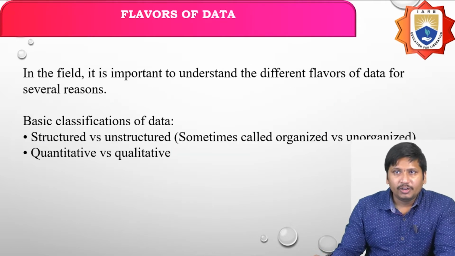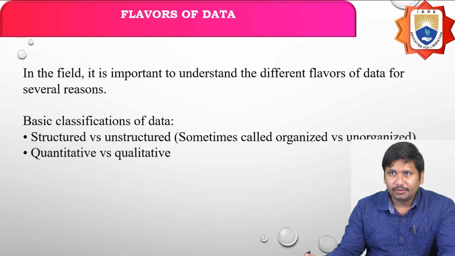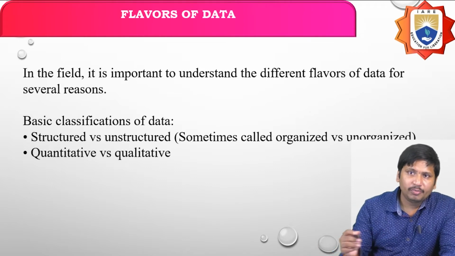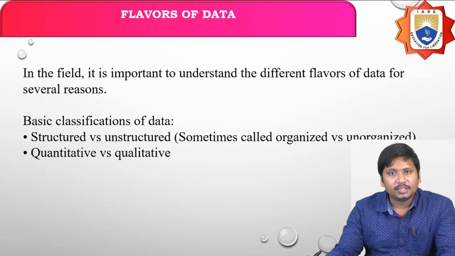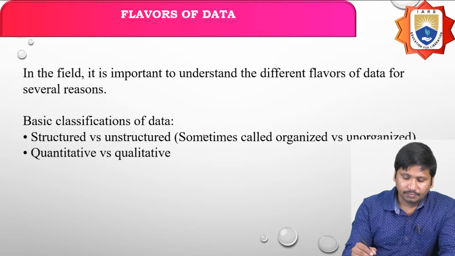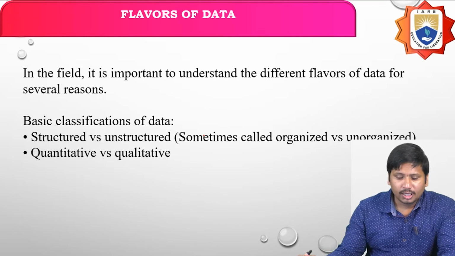In the data science field, it is important to understand the different flavors of data for several reasons. The basic classifications of data are of different types, like structured and unstructured data, which may sometimes be referred to as organized or unorganized data. The other classification is qualitative and quantitative data.